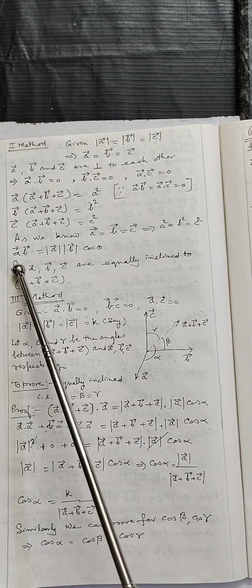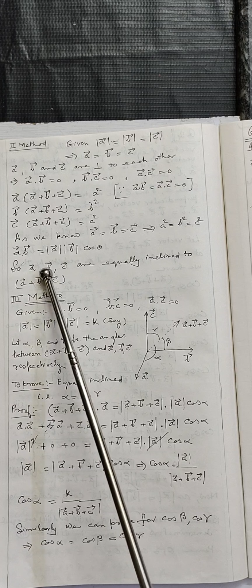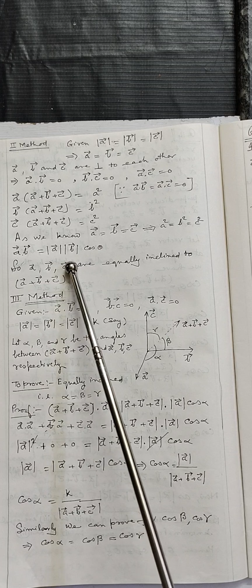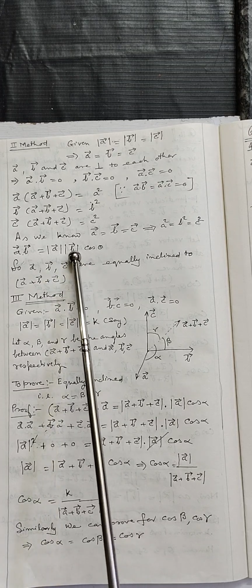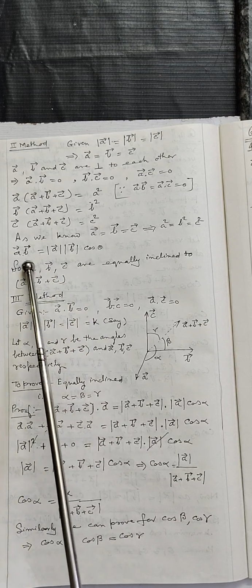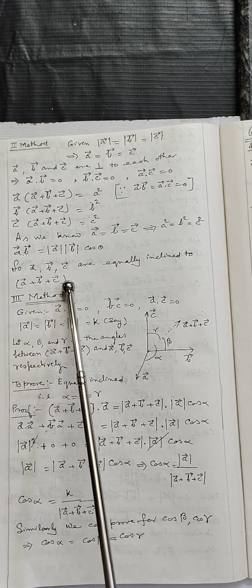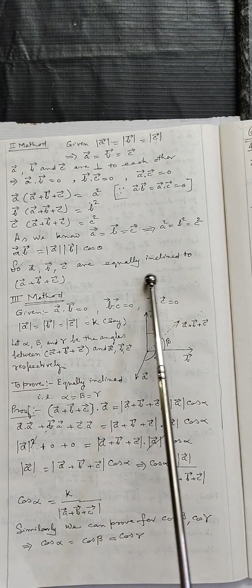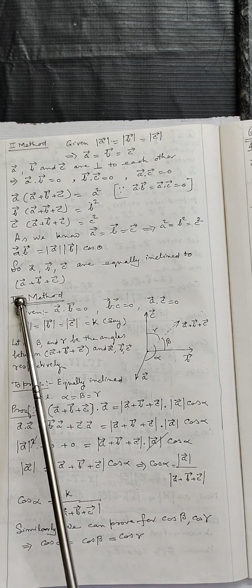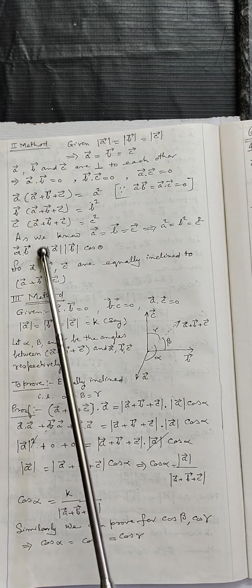So the dot product of the vector A and B will be equal to the magnitude of the vector A into magnitude of the vector B and cos theta. So A, B, C are mutually inclined equally to the sum of the three vectors, that is the summation of vector A plus vector B plus vector C. This is the second method.